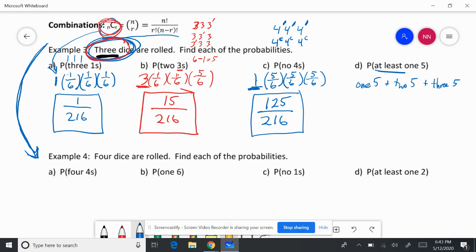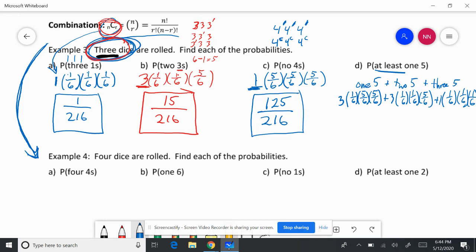Now, 1/5 would be 1/6 times 5/6 times 5/6, because one of them is a 5, the other two are not 5s. There's 3 ways this can happen. 2 5s would be 1/6 times 1/6 times 5/6. There's 3 ways that this can happen. And there's 3 5s. That would be 1/6 times 1/6 times 1/6. And there's only one way this can happen.